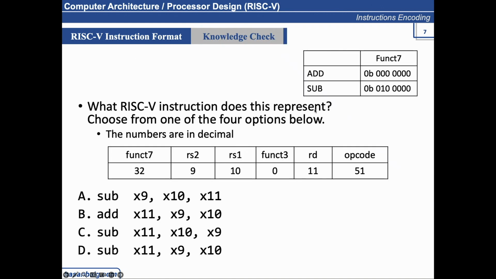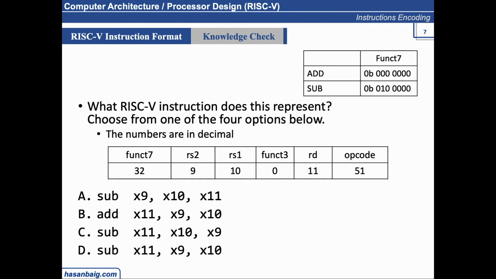Okay, let's do a quick knowledge check. We have the instruction format right in front of us. The number values are mentioned in decimal. Again, the opcode 51 is used for addition as well as subtraction. But how to identify whether it's an addition or subtraction is determined with the help of the func7 field. So you have the following four options available. Which instruction is it?